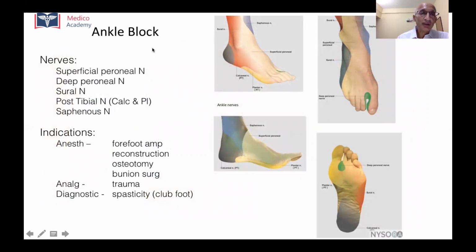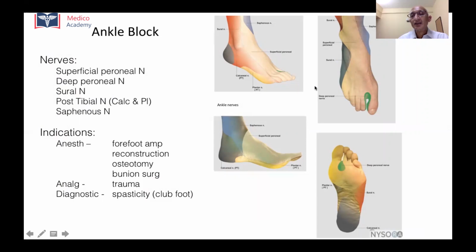Coming to ankle block. Now, there are 5 nerves which supply the ankle: the superficial peroneal, deep peroneal, sural nerve, posterior tibial nerve, all 4 coming from the sciatic nerve, and then the saphenous nerve, which is a continuation of the femoral nerve. Indications would be any surgery on the foot and ankle, like forefoot amputation, reconstruction, osteotomies, bunion surgery, or analgesia in case of trauma. Or it can also be a diagnostic, a therapeutic block in case of spasticity, like in clubfoot.